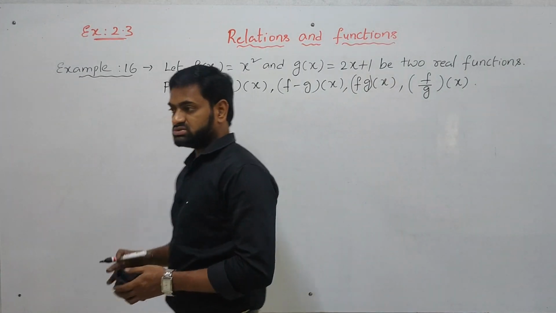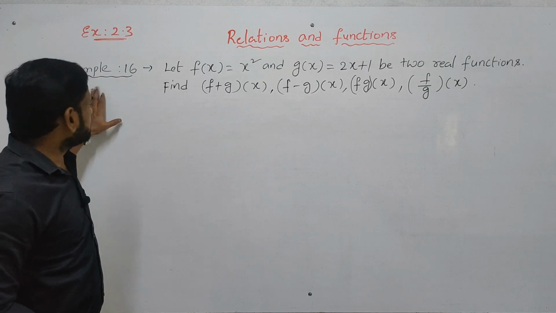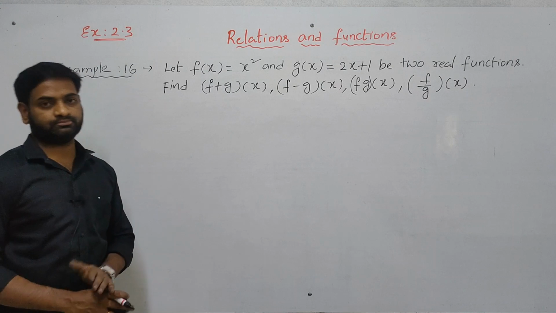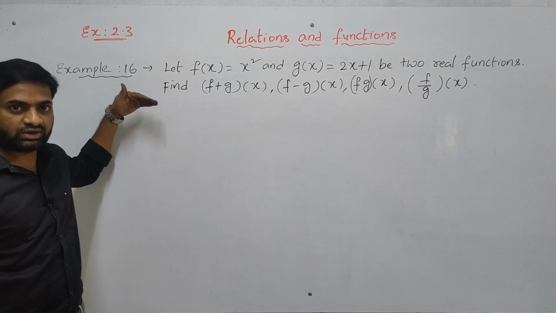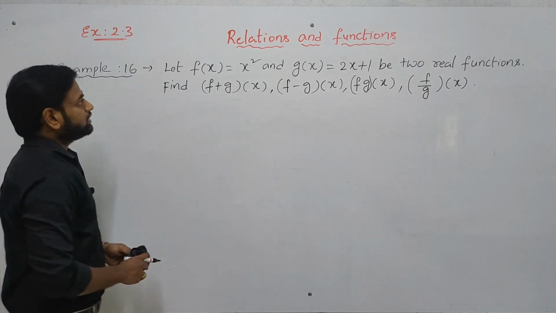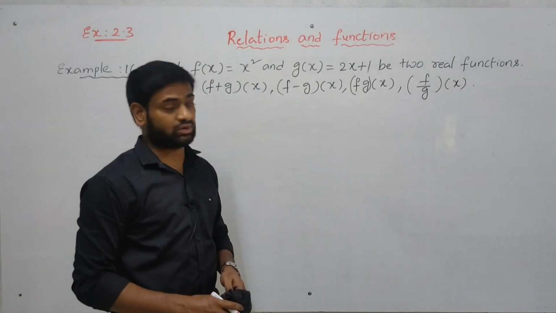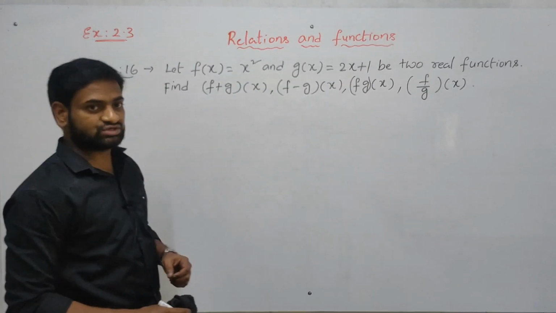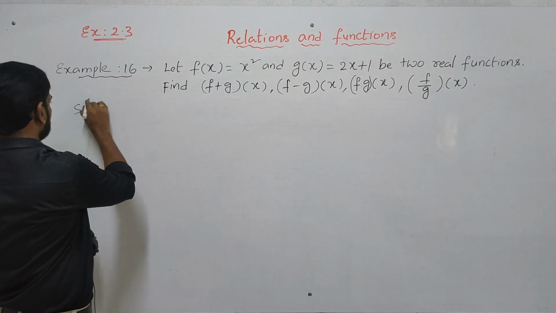Next, see example 16. Example 16 and example 17 are both in the same format. So I am solving example 16. You can try example 17. Now, he has given f of x equal to x square and g of x equal to 2x plus 1 as two real functions. Then we have to find these.